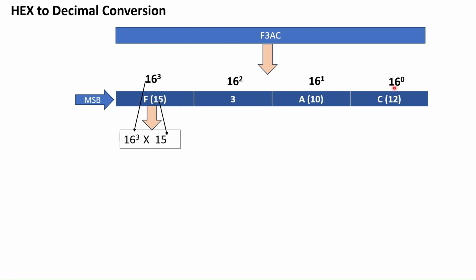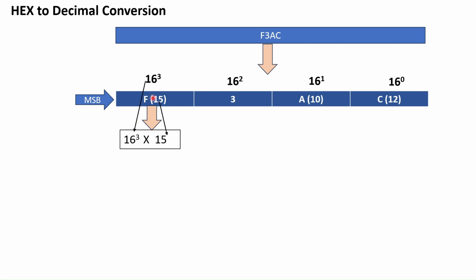So first, as we did in the binary conversion, the value of each position is 16 power of 0, 16 power of 1, 16 squared, 16 cubed. If you have more digits, you have to add one more power, like 16 power of 4, 5, and so on. But right now we only have 4 digits: 16 power of 0, 16 power of 1, 16 squared, 16 cubed.